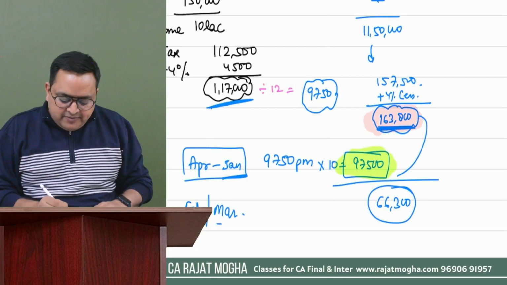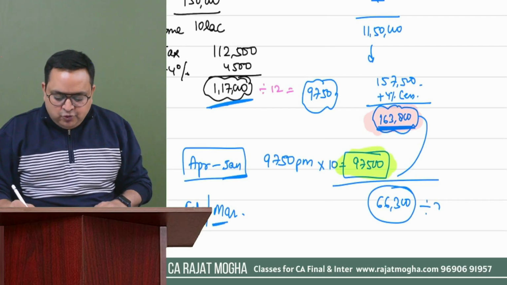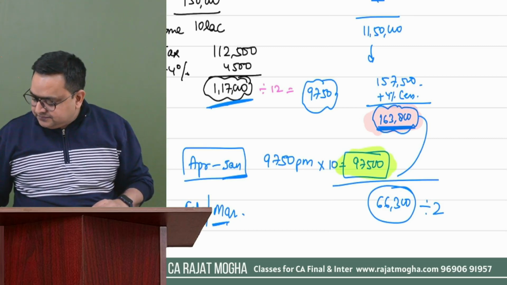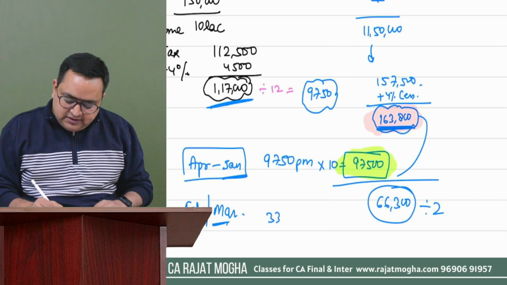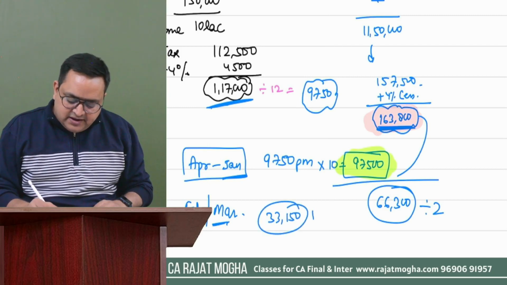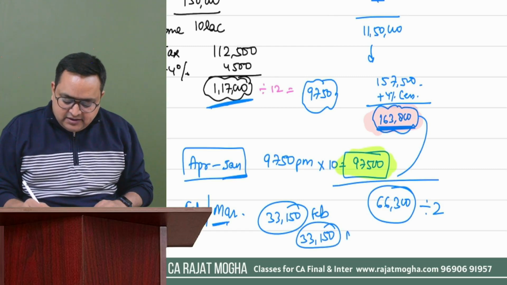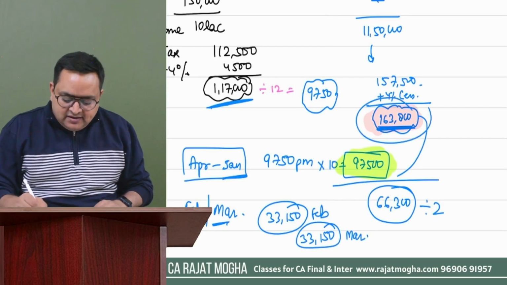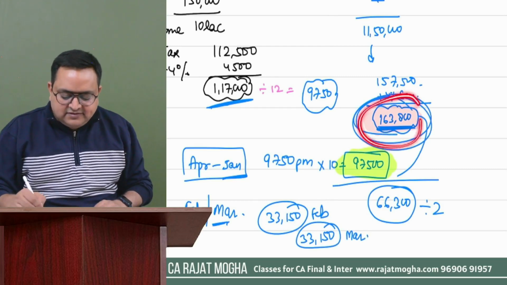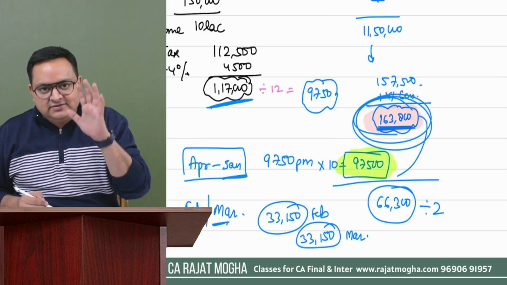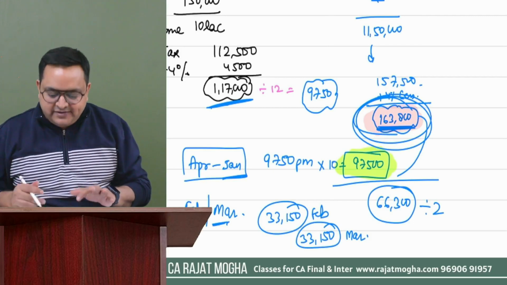So we will split this into two installments, February and March, divided by 2. 33,150 tax will be deducted in the month of February, and 33,150 tax will be deducted in the month of March. So we can deduct the total 163,800, right? This will not come in an examination, but you should know this. This is how section 192 works.